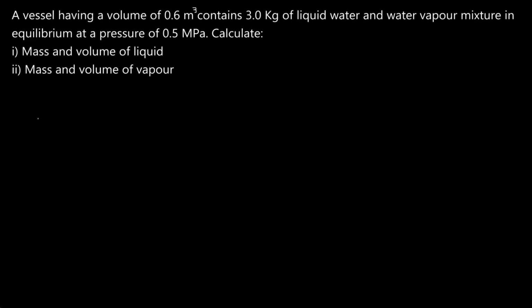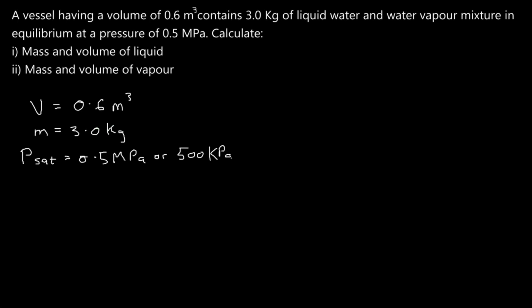We know that our total volume equals 0.6 meters cubed. Our total mass equals 3 kilograms. And our saturation pressure is 0.5 megapascals or 500 kilopascals. We can find the specific volume, or the average specific volume of our entire mixture, as the total volume divided by the total mass, and that gives us 0.2 meters cubed per kg.